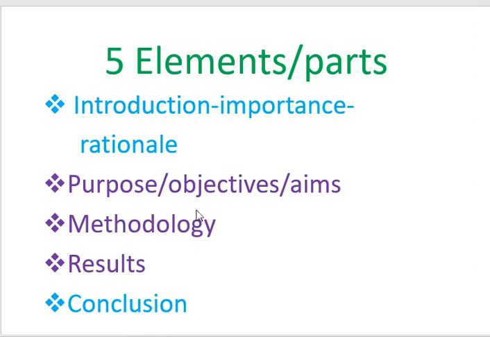So you see that the purpose, objectives, aims, methodology and results, these three are mandatory. You cannot avoid any of them. But if you want, you can avoid the first one and the last one, that is, you can directly go into stating the purpose or objectives or aims. You can avoid introduction or importance or rationale, and at the same time you can avoid conclusion. Particularly in a short research article, we give a description of these three items. But in a research thesis or dissertation, we should include the discussion on all these five elements or parts of the abstract.